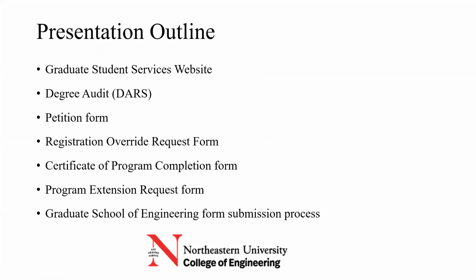In this session, we'll be reviewing information on the Graduate Student Services website, how to access your degree audit, what a petition form, registration override request form, certificate of program completion form, and program extension request form are, when the forms are needed, and how to submit forms to the Graduate School of Engineering, as well as the Graduate School of Engineering form submission process.